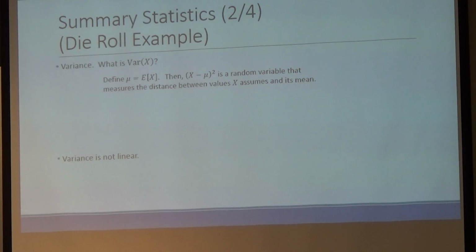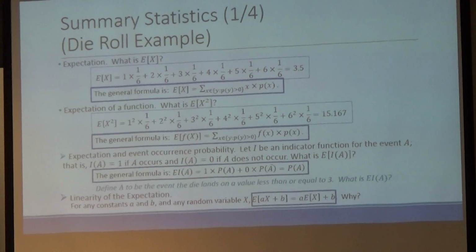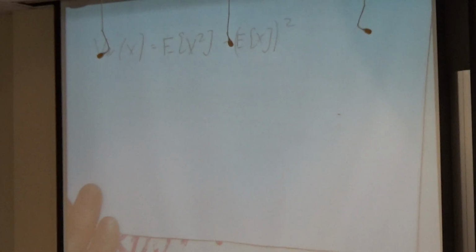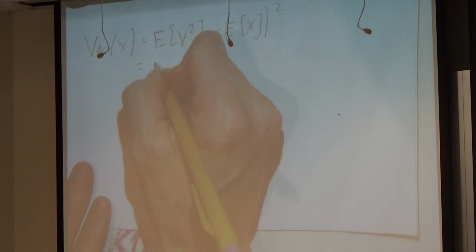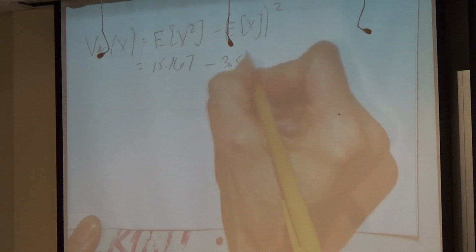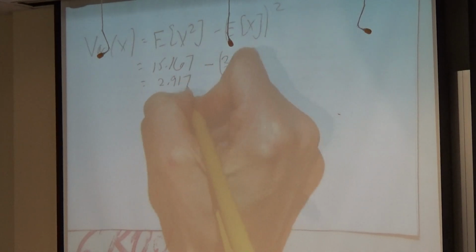What I'm going to do is go back here. I know the variance of X is the expected value of X squared minus the mean squared. So what does that mean? We calculated the expected value of X squared, that is 15.167, minus, here this tells me to square the mean, so this is 3.5 squared. And if you do that algebra, you're going to get 2.917.